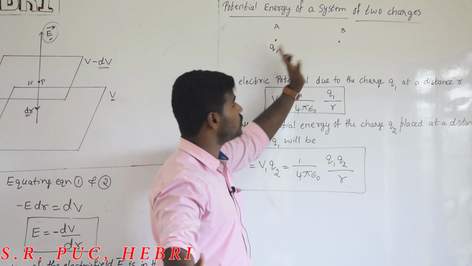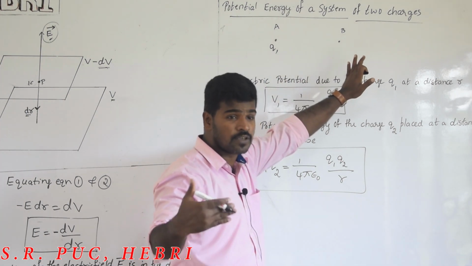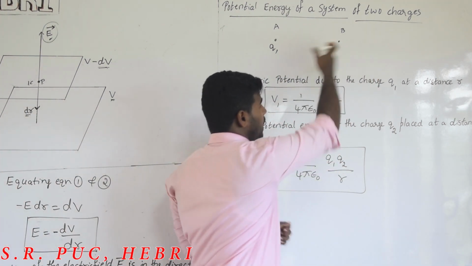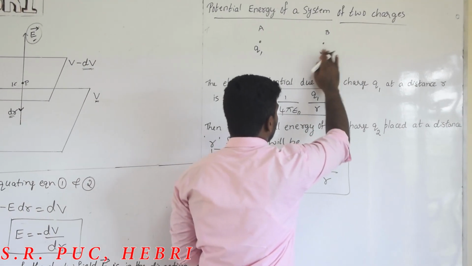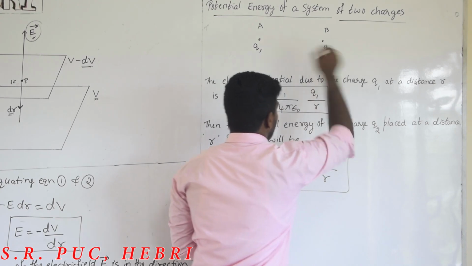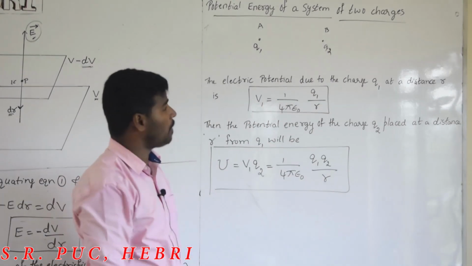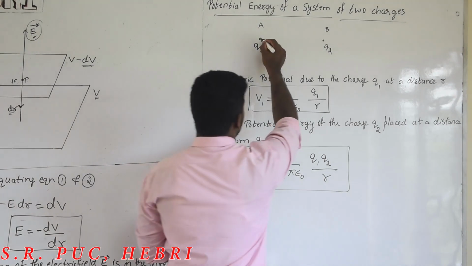But in general, to get a potential there must be the presence of one more charge. But the point B is an empty point. Now the charge Q2 is brought from infinity to the point B. Therefore, now there is a potential on Q1.